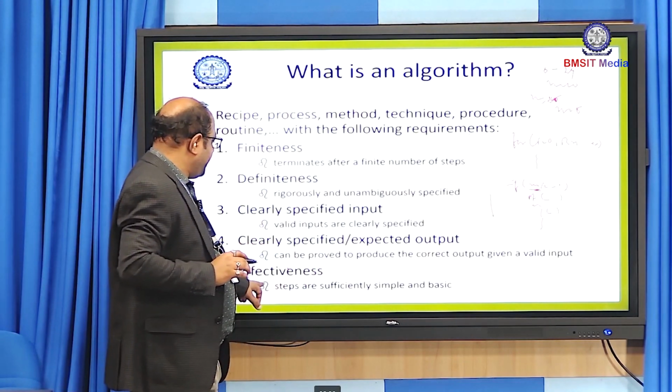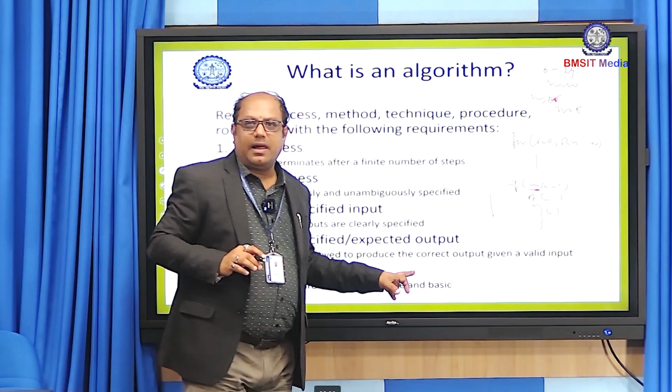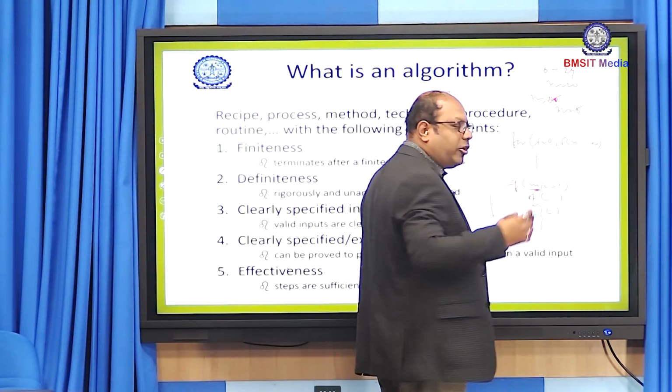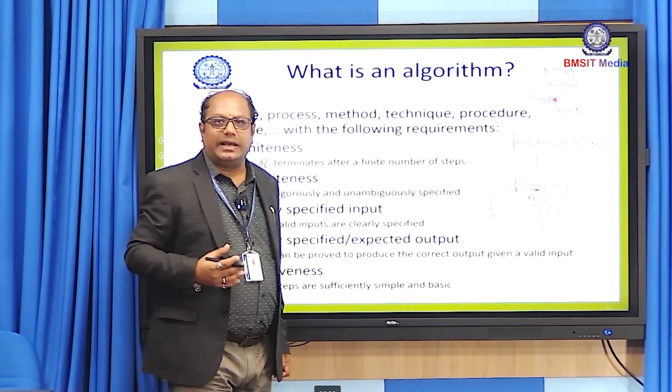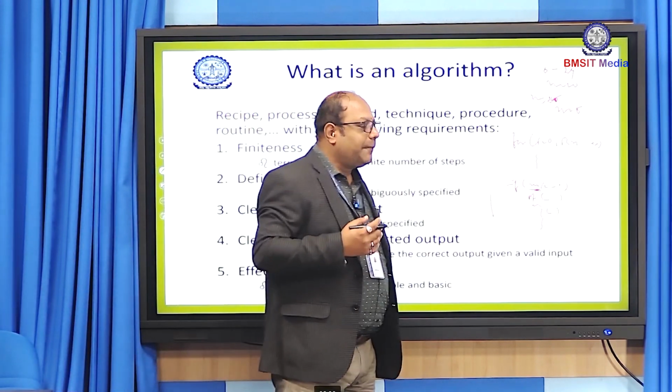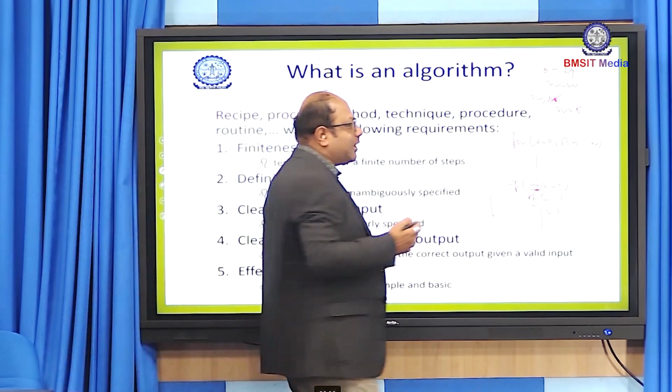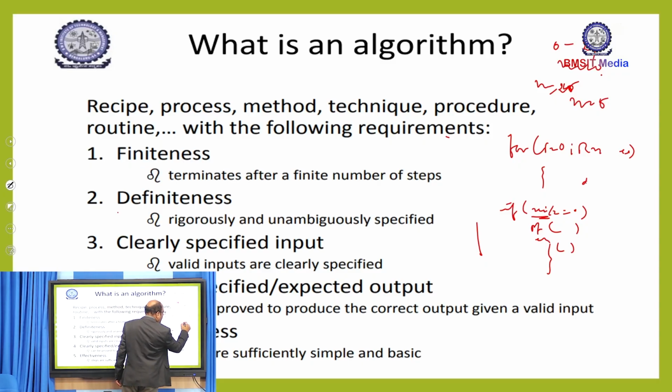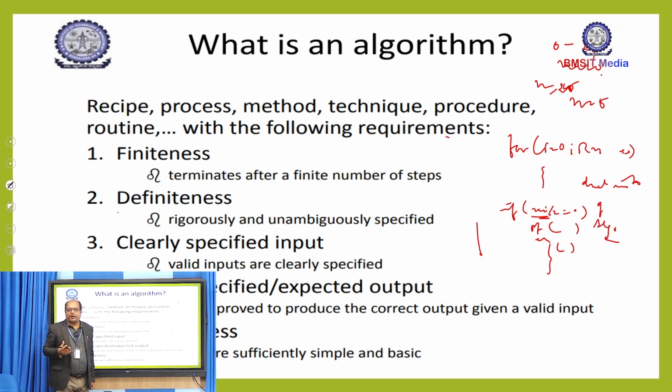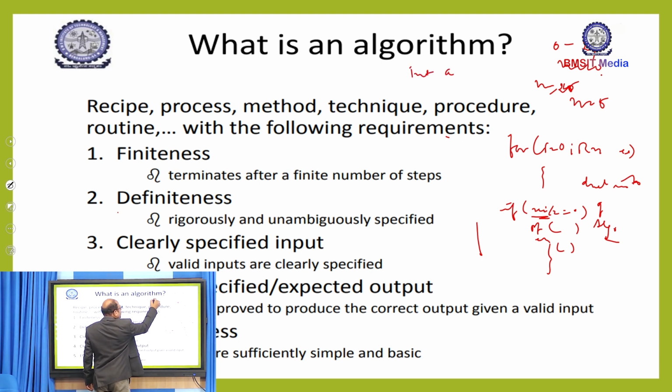The final one is effectiveness. Steps are sufficiently simple and basic, because the algorithm experience is something wonderful, in the sense that the more you get drilled into the concept of algorithms, you learn the art of writing programs well. For example, I can declare int a, a variable which has 2 bytes of allocation in the memory. I can say a is equal to 10.